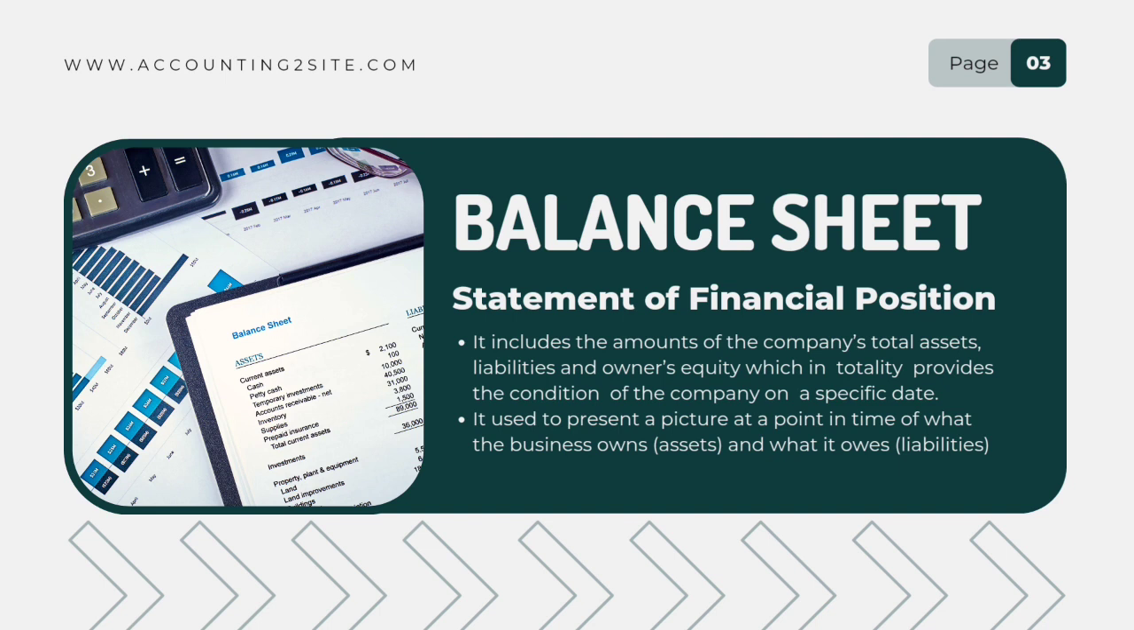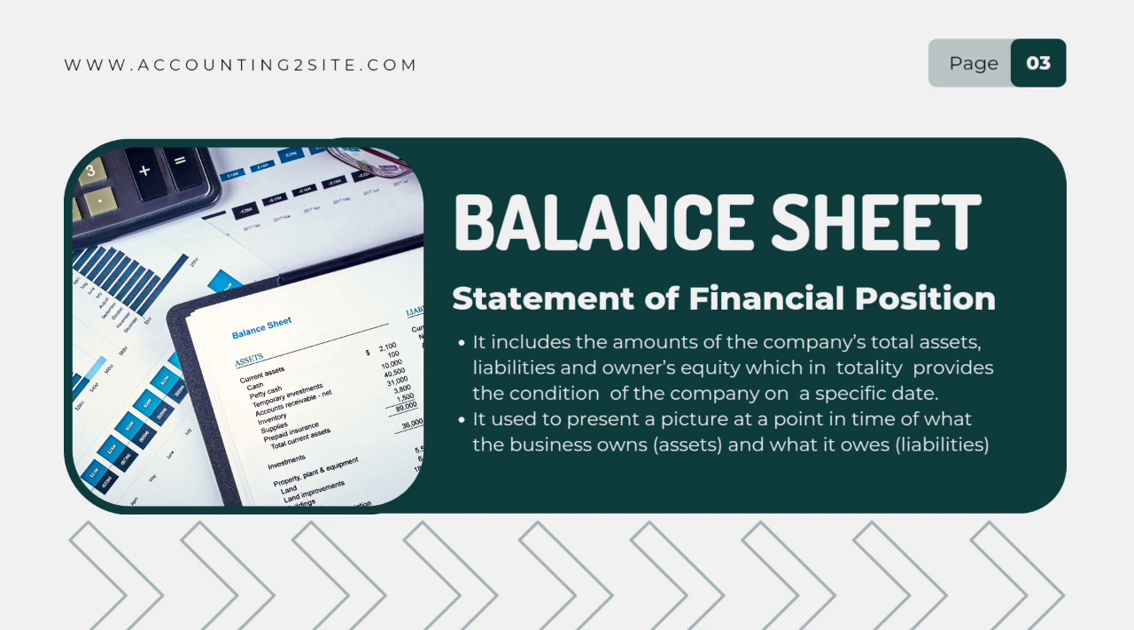So, what is a balance sheet? It is also known as the Statement of Financial Position. It includes the amounts of a company's total assets, liabilities, and owner's equity, which in totality provides the condition of a company on a specific date. It is also used to present a picture at a point in time of what the business owns, also known as assets, and what it owes, also known as liabilities.